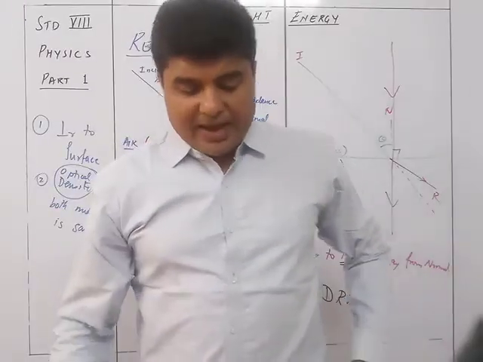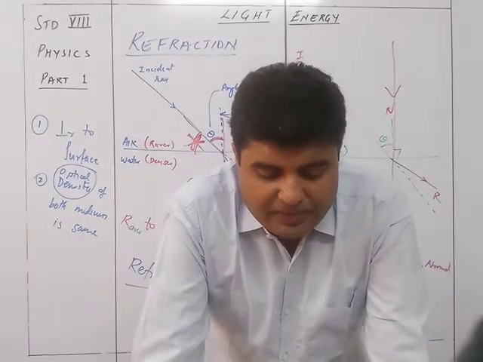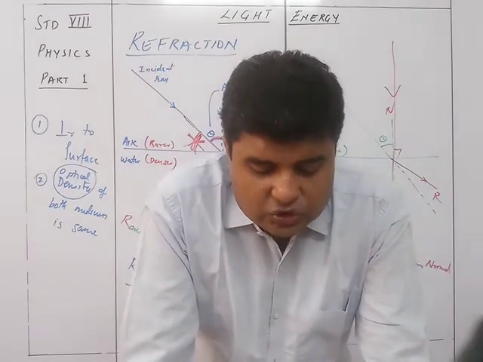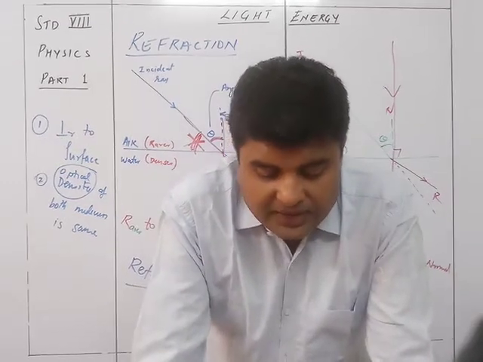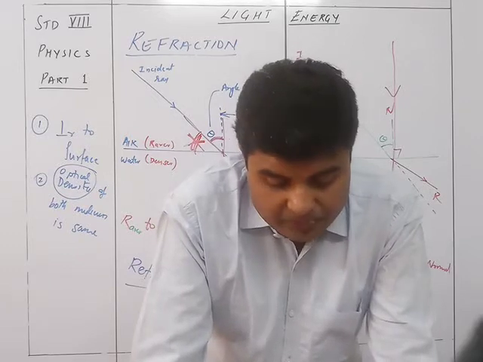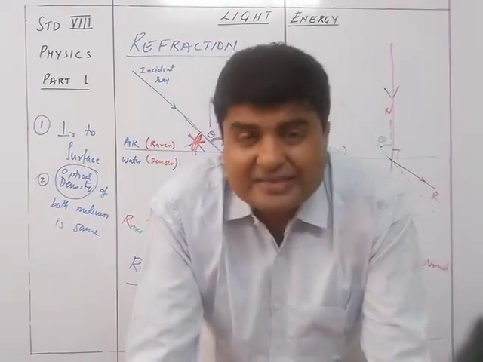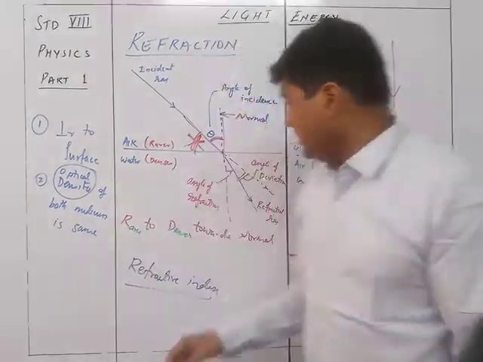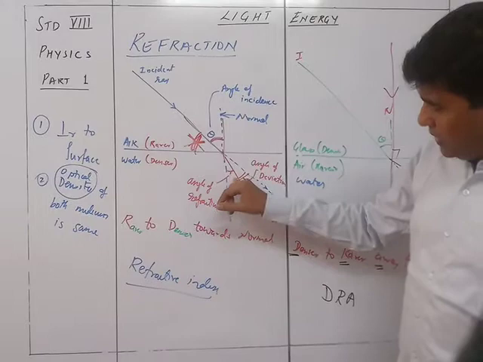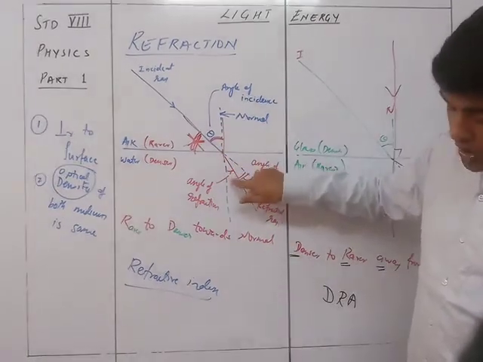It is clear from the diagram that when the ray of light travels from air to glass, it bends towards the normal. That is, instead of moving in the earlier direction shown by the dotted line OC, the ray bends towards the normal and moves along OB. That's why the angle of refraction is less than the angle of incidence. You can see the angle of incidence is this big, the angle of refraction is so small. This is the angle of incidence, this is the angle of refraction. So this is smaller, right?